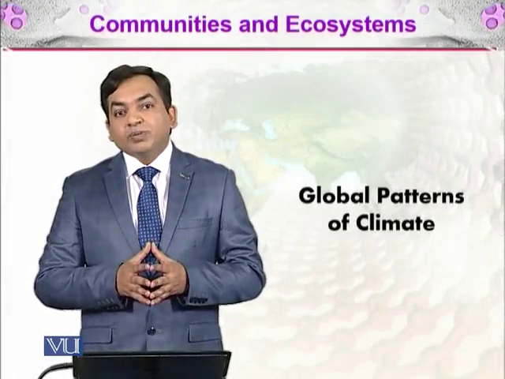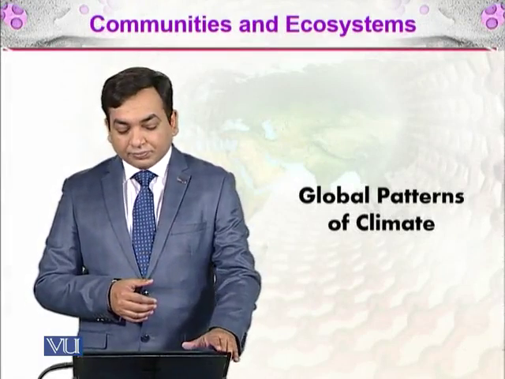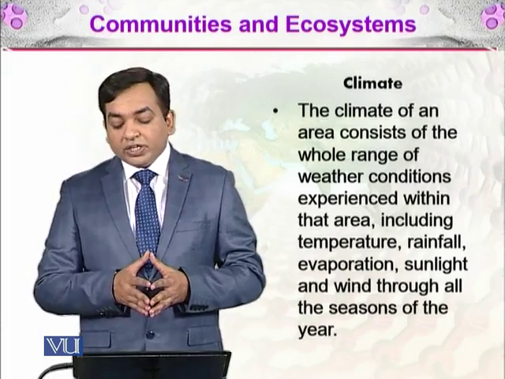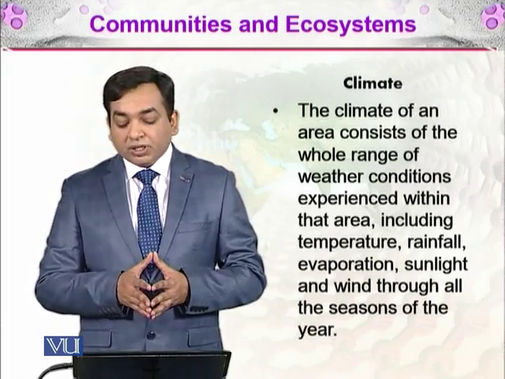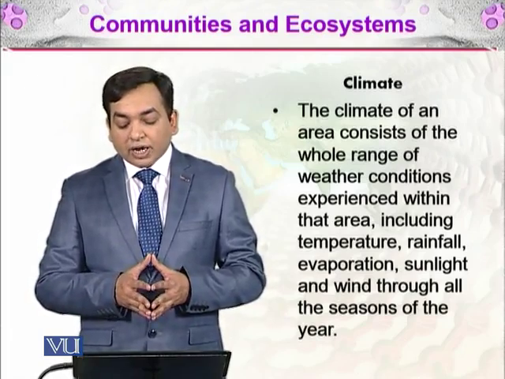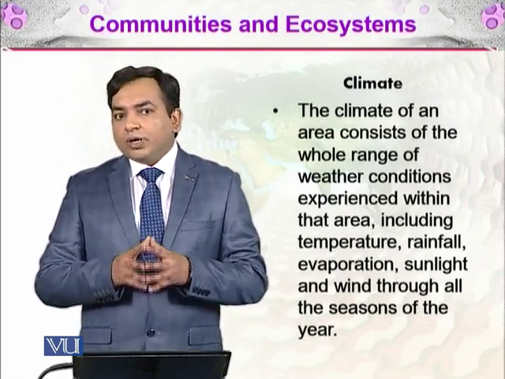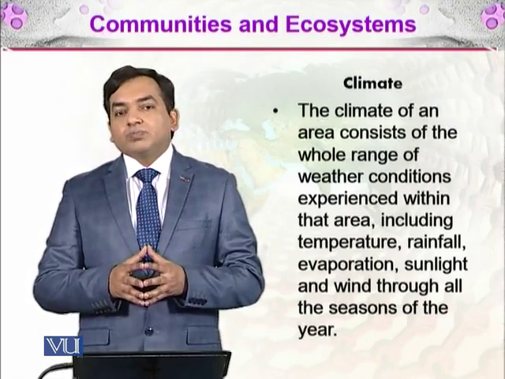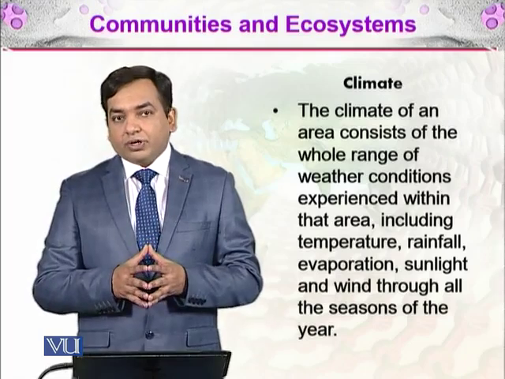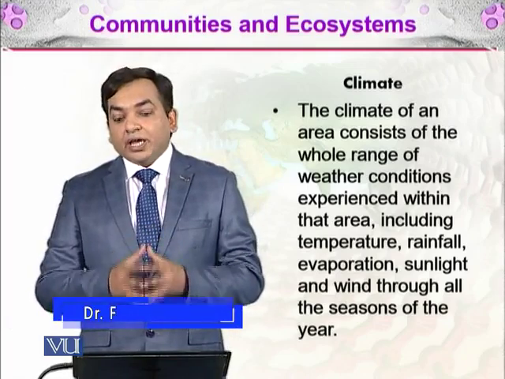In this topic, we will be discussing the global patterns of climate. The climate of an area consists of the whole range of weather conditions experienced within that area, including the temperature, rainfall, evaporation, sunlight, and wind through all the seasons of the year. A particular climate will be responsible for hosting a particular type of organism in that area, and that's how the climate affects the communities as well as the ecosystem.